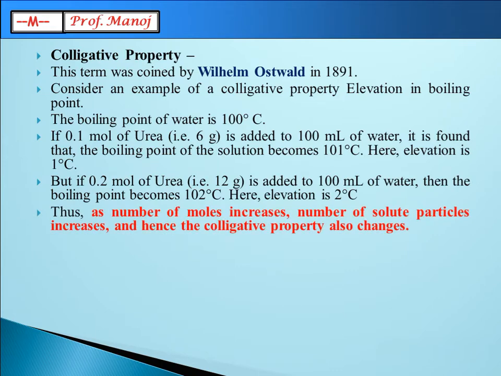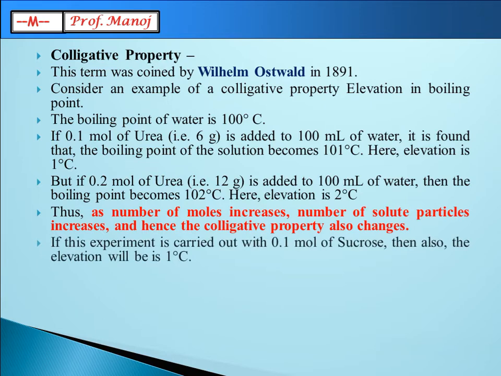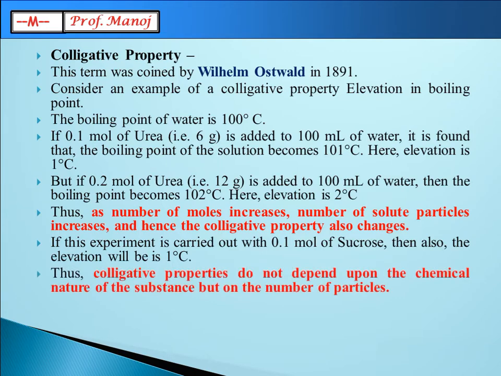Once again I repeat the sentence. As the number of moles increases, the number of solute particles will increase, hence the colligative property also will change. Suppose I carry out this experiment with 0.1 mole of sucrose. Still, the boiling point will elevate by 1 degree Celsius. If I carry out this with 0.2 mole of sucrose, it will elevate by 2 degrees Celsius. That means colligative properties do not depend upon the chemical nature of the substance but on the number of particles only.